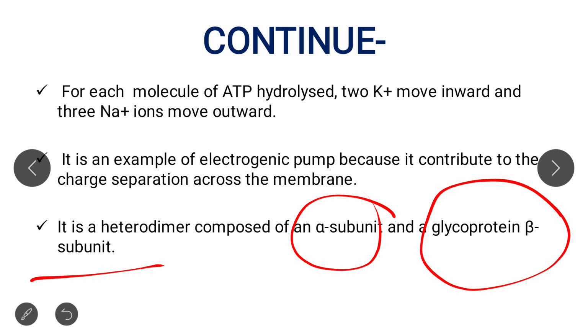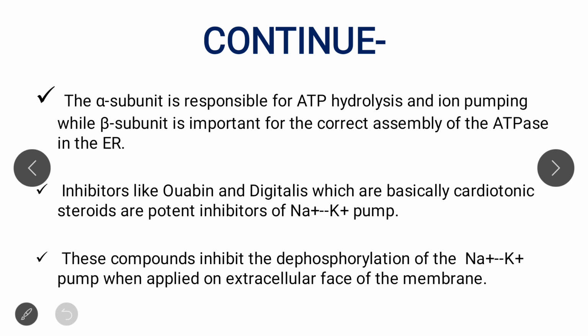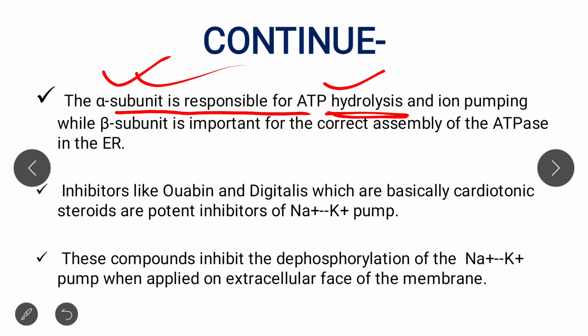One is the alpha subunit and one is the beta subunit. The alpha subunit is basically responsible for ATP hydrolysis. With one molecule of ATP hydrolysed, 3 sodium move outward and 2 potassium move inward, as I showed in the figure. So the alpha subunit is responsible for this ATP hydrolysis.